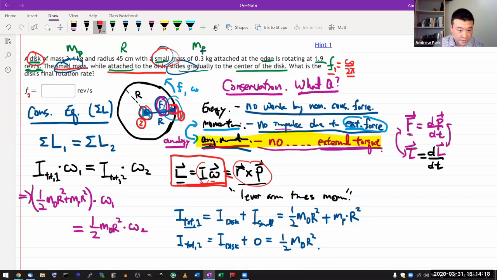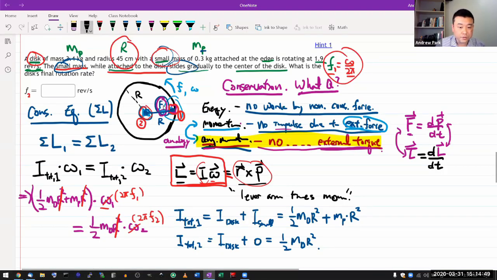So I have some things that simplify. Radius just cancels out, which is great, because the fewer numbers I need to plug in, the better. And with this angular frequency, you can imagine plugging in the expression here. This would be 2 pi times f1, given. This will be 2 pi times f2, that we are looking for. And these 2 pi's just cancel out. So you could just replace, but this is the proper way to do it.